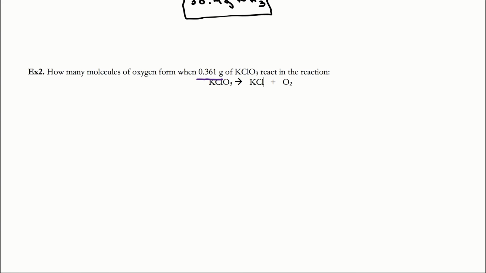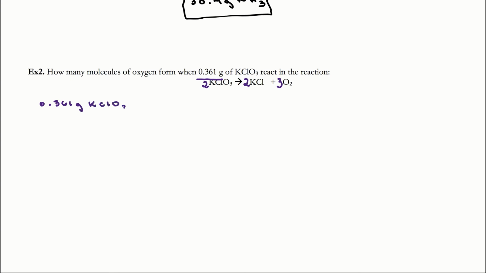So I need to make sure to balance this first. Notice I've got 3 oxygens, 2 oxygens, so I'm going to put a 3 in front of oxygen here and a 2 in front of potassium chlorate. That'll make 2 potassiums, so if I put a 2 in front of potassium chloride, I will now be balanced. Let's now put my given. So 0.361, my units are grams of potassium chlorate.